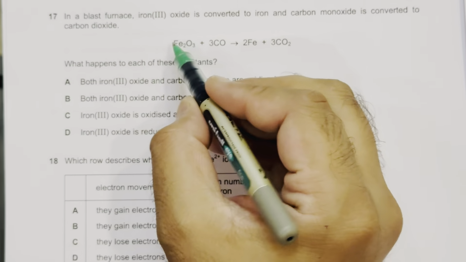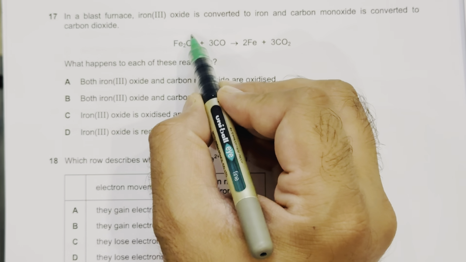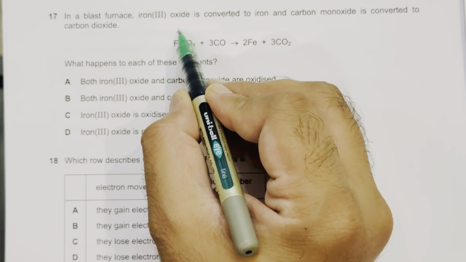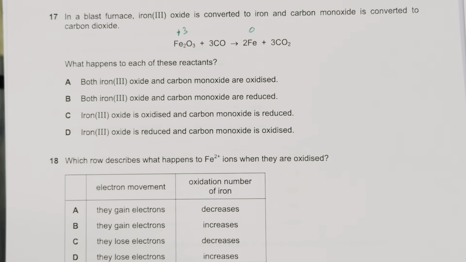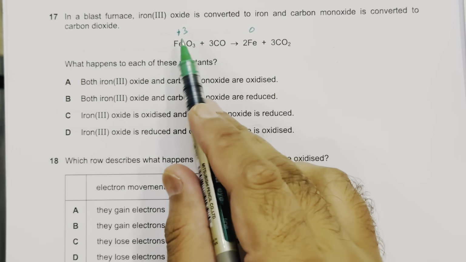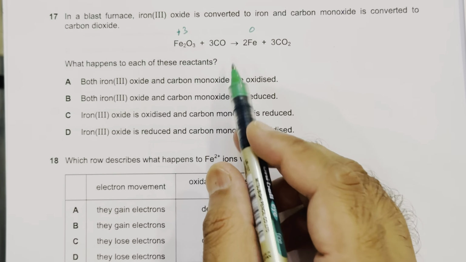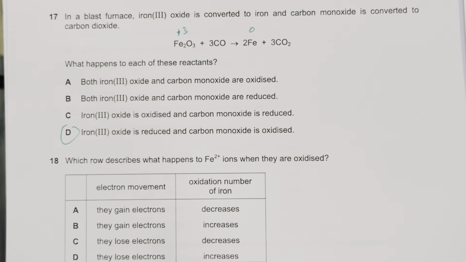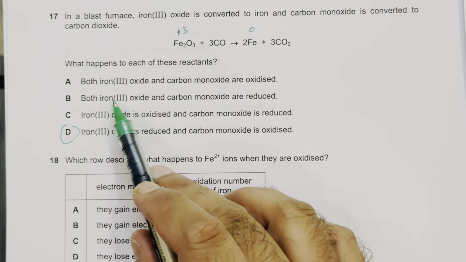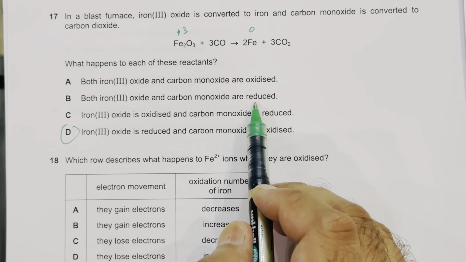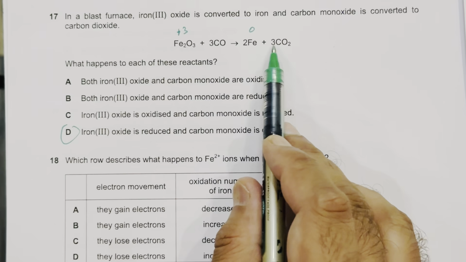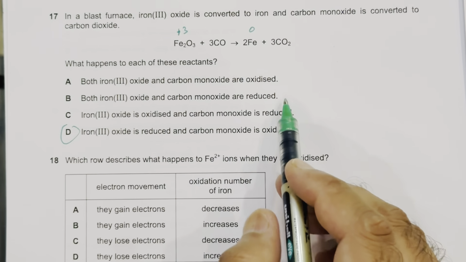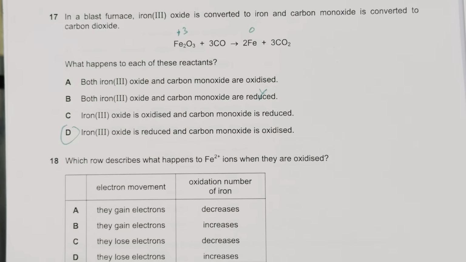We know that here the oxidation state of iron is positive 3, and here the oxidation state of iron is 0. So it means its oxidation state is decreasing, so only iron oxide is reduced, and carbon monoxide is oxidized. So only option D is showing that situation. Option B is also carrying iron oxide and carbon monoxide are reduced, but we can see that carbon monoxide is gaining oxygen, so it is not reduced, it is oxidized. So due to this, option B is incorrect.